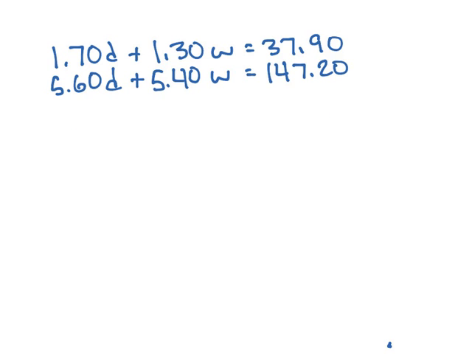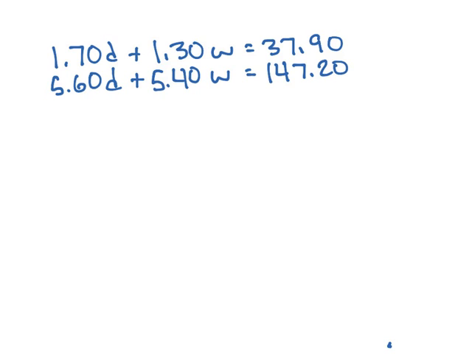Here's our system written out. I'm going to use elimination because I don't see an easy way to solve this for a single variable. When we're looking for elimination, we'll start with step 1, aligning the variables. As we can see, our variables are already aligned, as are our constants and our equal sign. So we don't have to worry about step 1. It's already been done for us. Let's move on to step 2, where we'd make one of the coefficients equal to the other.